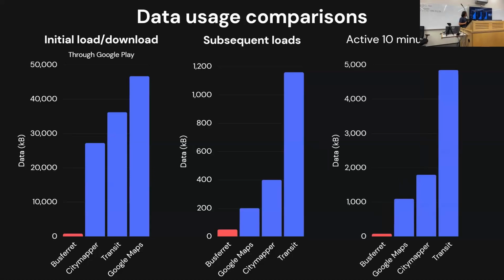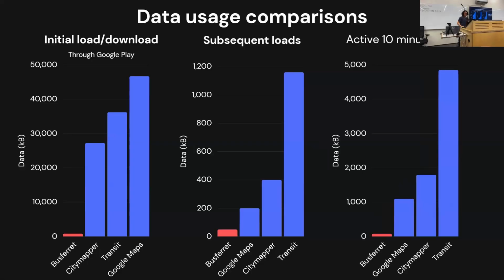And finally, this was actually using it on an active 10-minute ride. So this is having the apps open and moving around a tiny amount and clicking buses, maybe. And here, Busferret was about 7 times less than Google Maps, which was the second one.